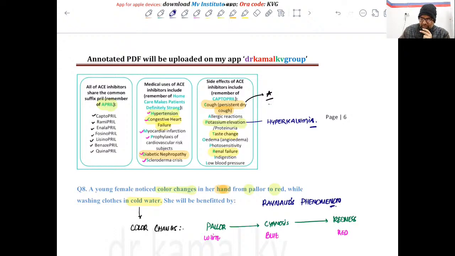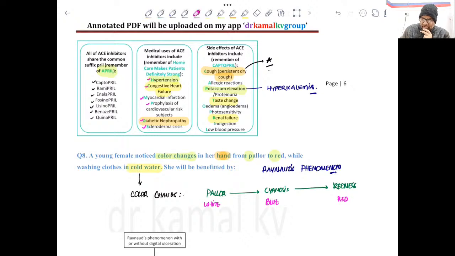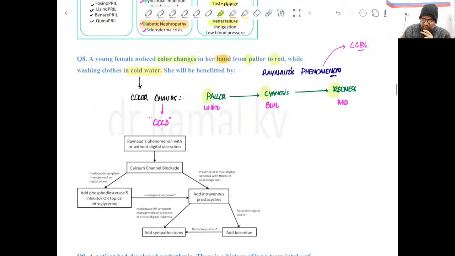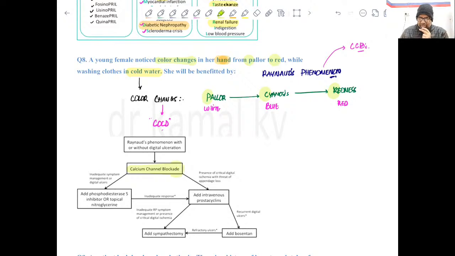Clear? And this is specifically seen with cold. So when a lady washes clothes, there will be these sequential color changes. So PCR, that's the mnemonic for this. And such patients can benefit from calcium channel blockers. Clear? So for Raynaud's phenomenon, we can give calcium channel blockers, right?